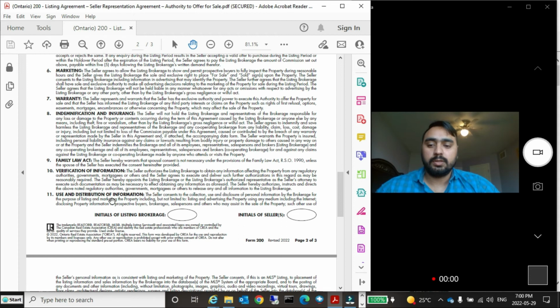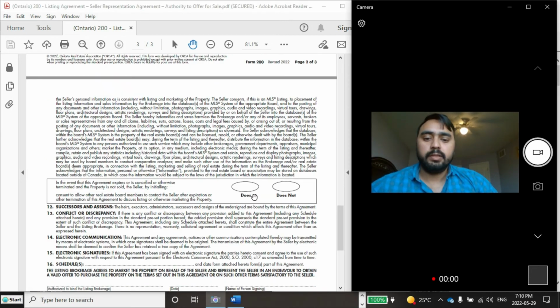So the next one is use and distribution of information. This section gives the salesperson the right to get the details of the property, and the salesperson assures the seller that this information will not be distributed to any third party professional, like probably a pool or moving company. In this section, the salesperson has to ask the seller to initial here whether they want to get a call from another company to relist the property in case the property is not sold with this listing agreement.